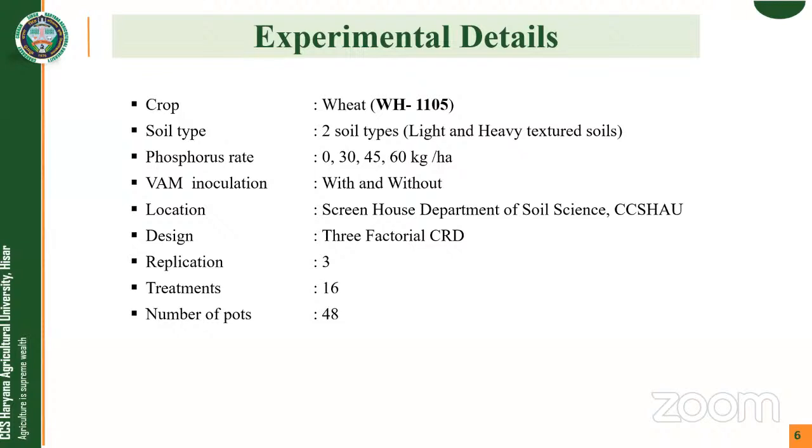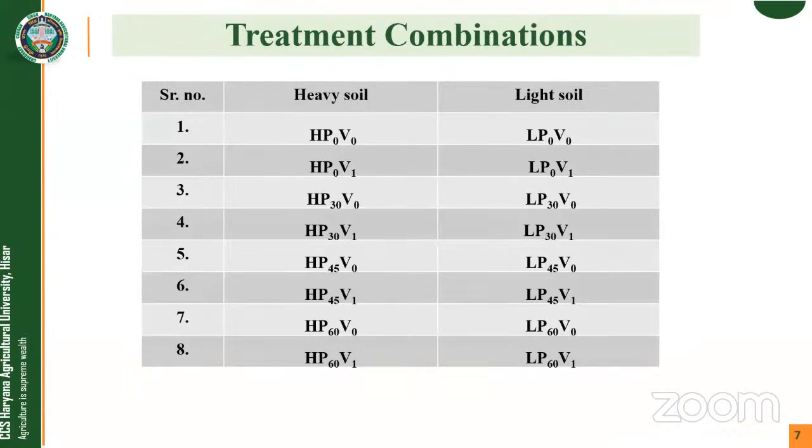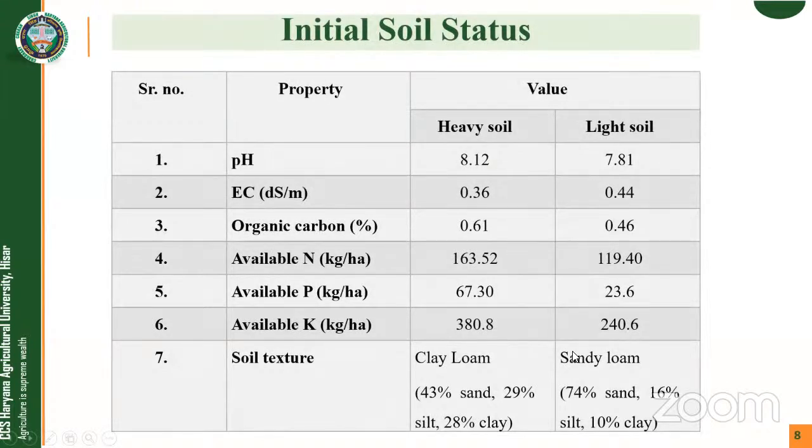The experimental design used was a 3 factorial design, in which 3 replications were used, and there were 16 treatments. 8 were of heavy soils and 8 were of light soils. In heavy soils, with the different rates, with 0 rate, the different VAM application, with VAM and no VAM, like these the treatment combinations were made. And this is the initial soil status.